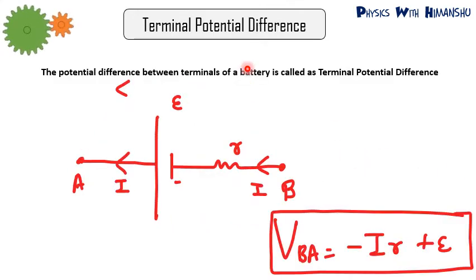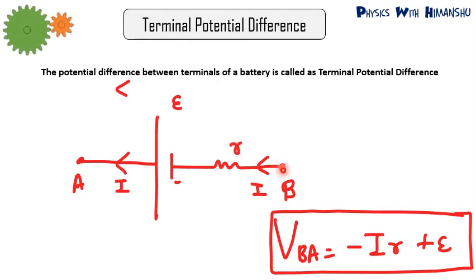So how to calculate TPD? The definition of TPD is: the potential difference between the terminals of a battery is called terminal potential difference. So if there are two terminals, then the potential difference between those terminals is called TPD. So how to calculate TPD? This is a cell of EMF E and internal resistance r.